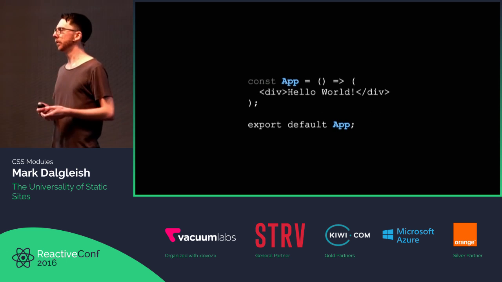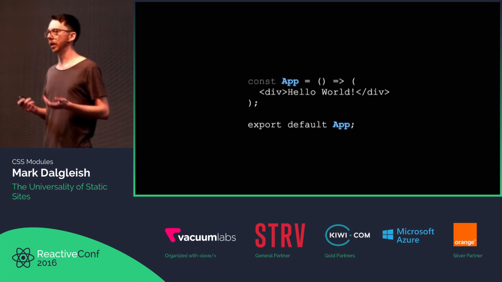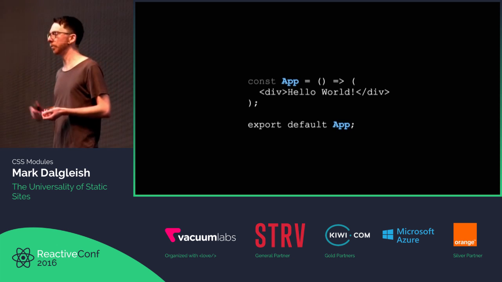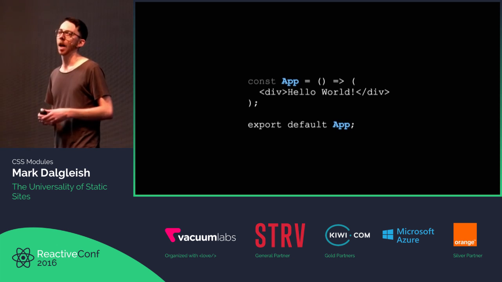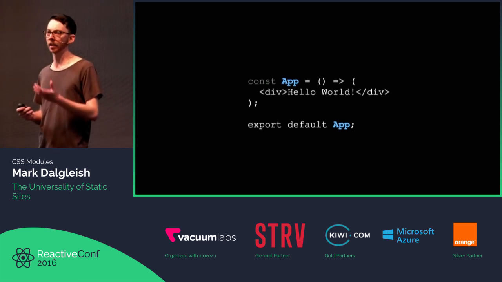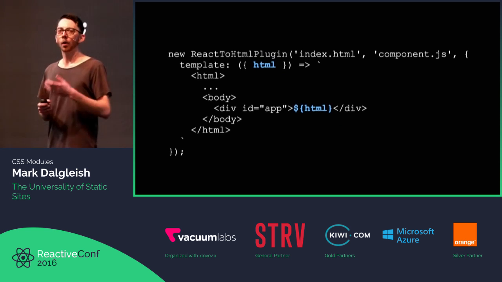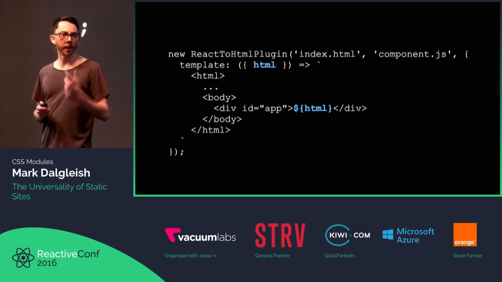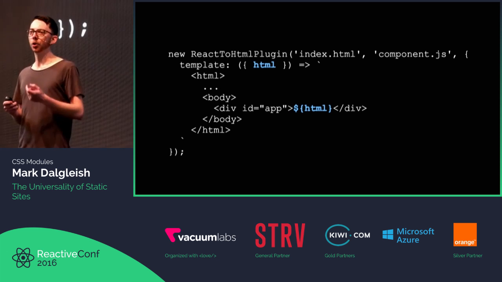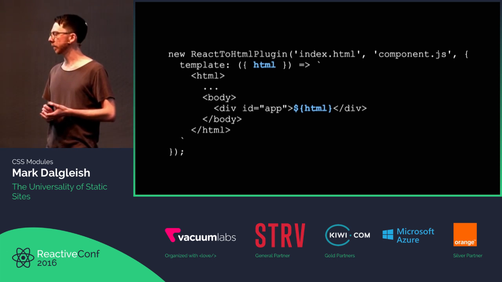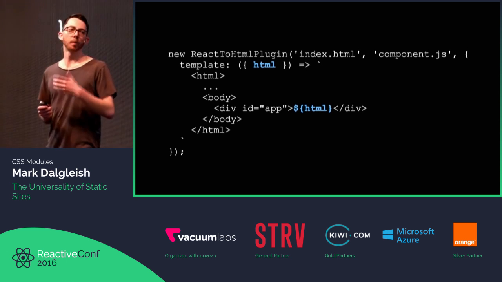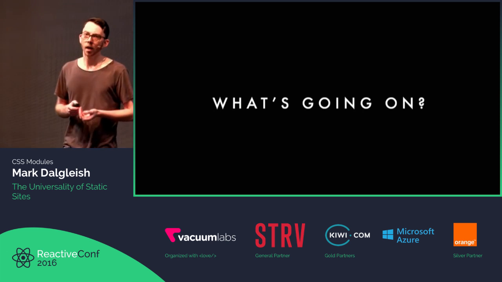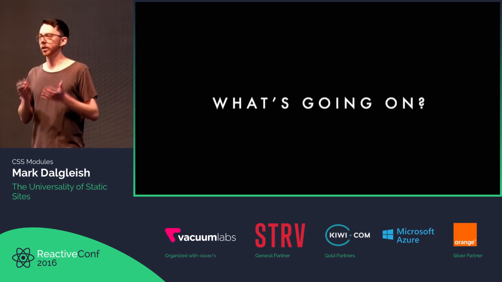In your core bundle, typically you don't export anything unless you're building a library, but in this case, the idea is that you would export your React component. So here we've got a simple Hello World app component, and we're exporting that from our bundle that we're passing into Webpack. In our Webpack config, we can create a new instance of our React-to-HTML plugin saying that we want to create an index.html file. We want to use the component exported from component.js from that generated asset. And we also want to provide a template for the HTML that surrounds that HTML that came out of that component.